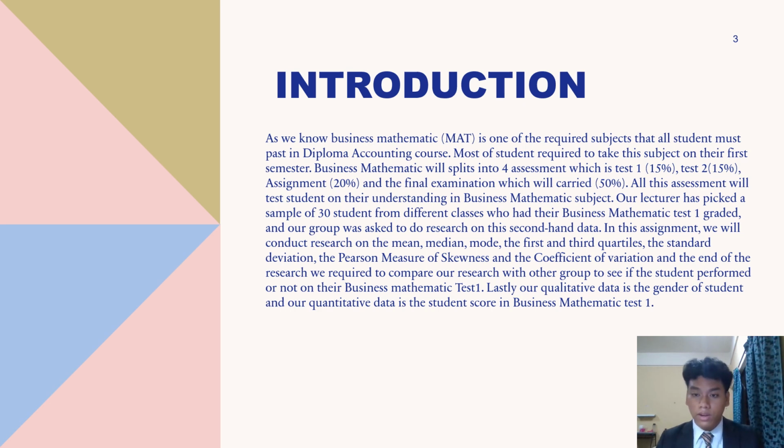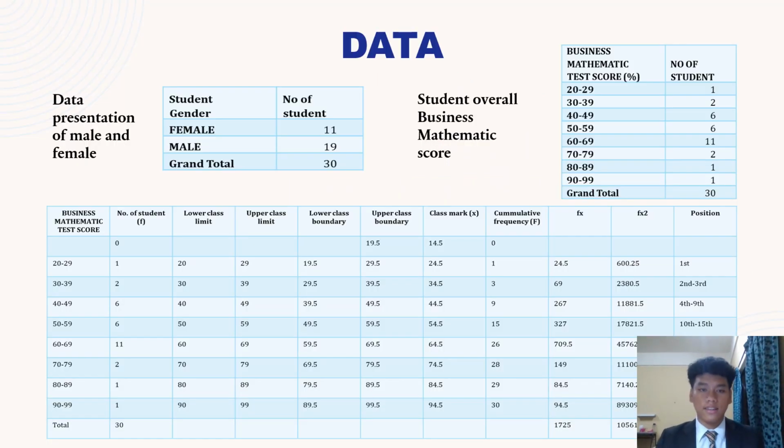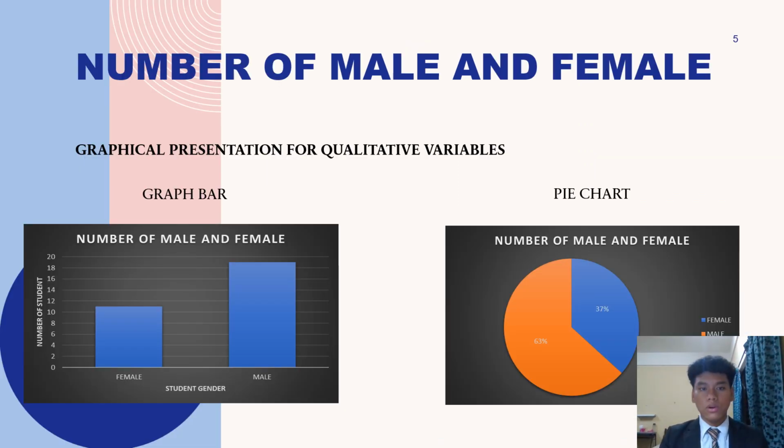So the qualitative data will be the gender of the students, and our quantitative data is the students' score in business mathematics. Secondly, this is the full data. As you can see, at the bottom is the full data, but I split it into 3 data. At the left is the data presentation of male and female, and at the right is the students' overall business mathematics score.